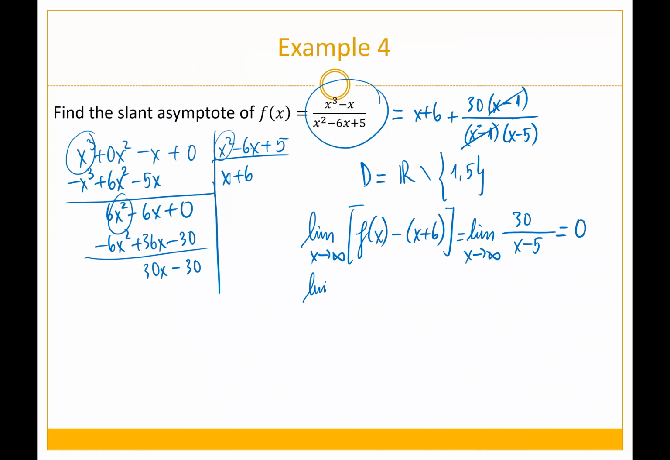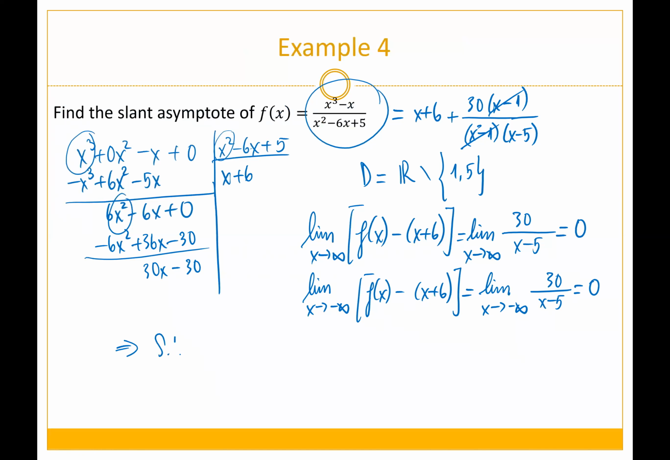If you do the same thing for x approaching negative infinity, you're also going to find this limit equal to 0. Limit as x approaches negative infinity of 30 over x minus 5, 0. Again, this is possible because we already identified that our domain doesn't include 1 and 5, and we're just going to cancel out x minus 1. So what we end up having is that the slant asymptote is y equals x plus 6.